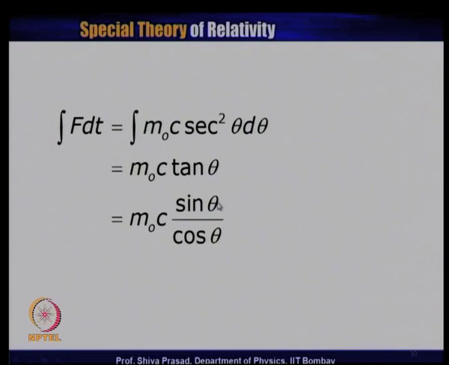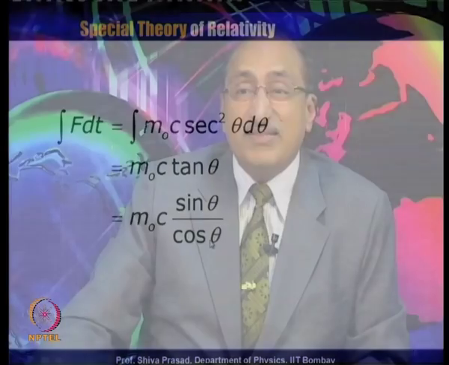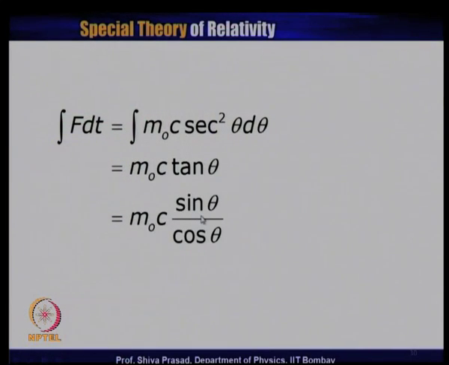This tan theta I know is sin theta divided by cos theta. I would like to express this back in terms of u. So I have written anyway c sin theta as u, so I can put c sin theta as u. This cos theta I will express as the square root of 1 minus sin square theta, and for sin theta again I will put u by c. So this is what I have done in the next transparency.